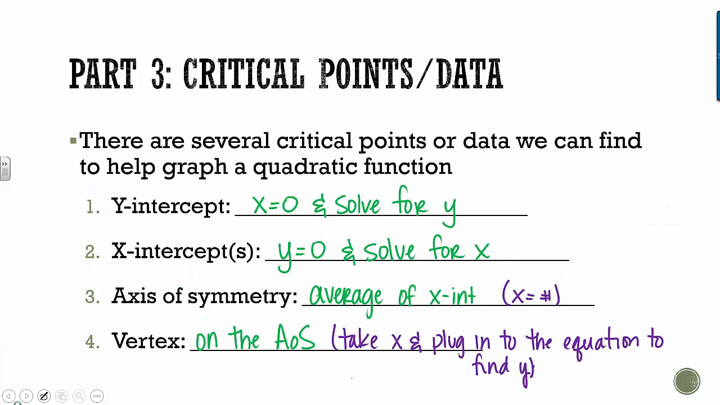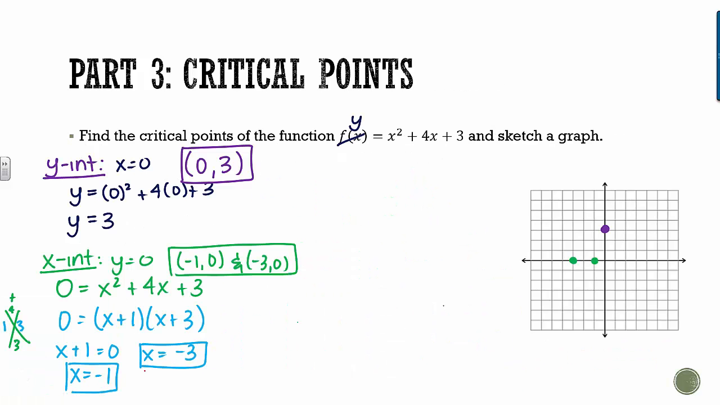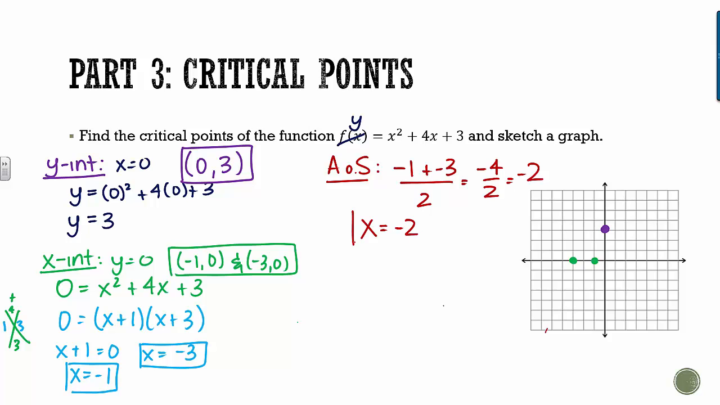Now the next thing we need to find is the axis of symmetry, and that is right in between our two x-intercepts. So you take your two x-intercepts, you add them up, -1 plus -3, and divide by the number of them you have, which is 2. So we end up with -4 over 2 or -2. And remember, your axis of symmetry is always x equals something. So this is a line right here, x equals -2, where my graph gets cut exactly in half.